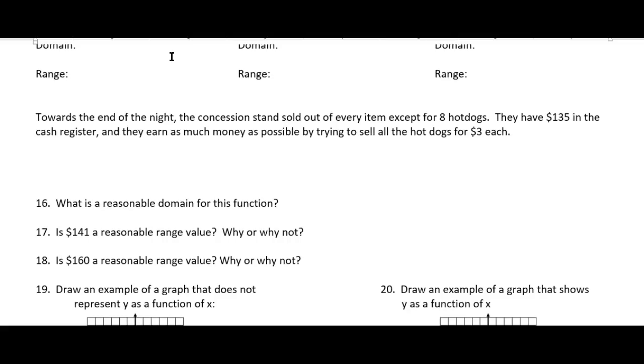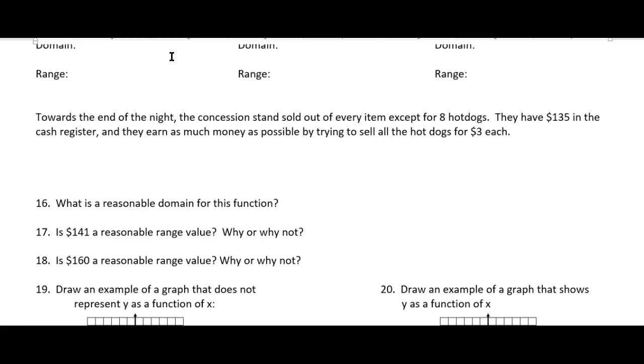Towards the end of the night, the concession stand sold out of every item except for 8 hot dogs. They have $135 in the cash register, and they want to earn as much money as possible trying to sell all of the hot dogs for $3 each.